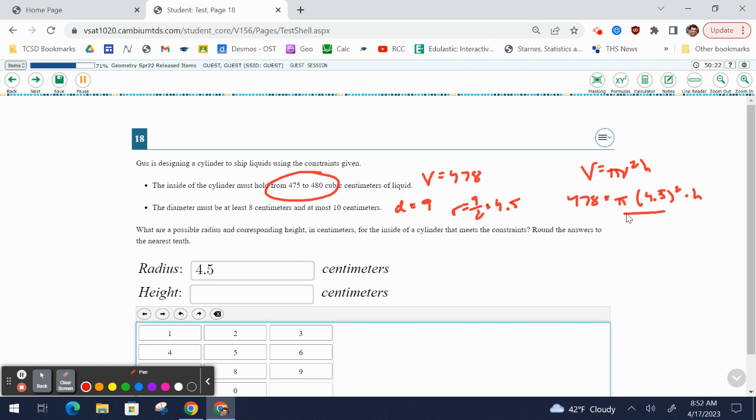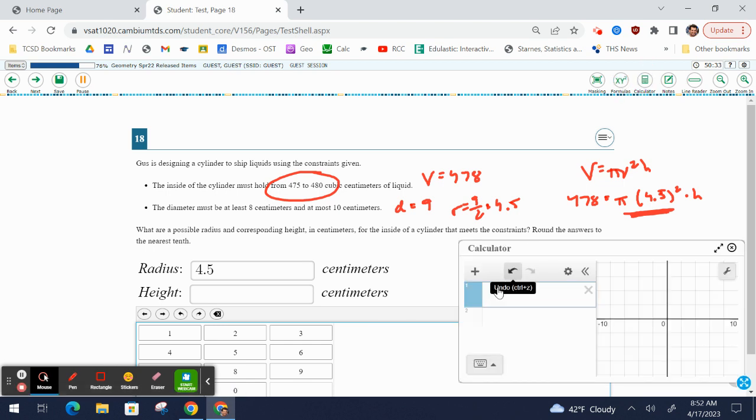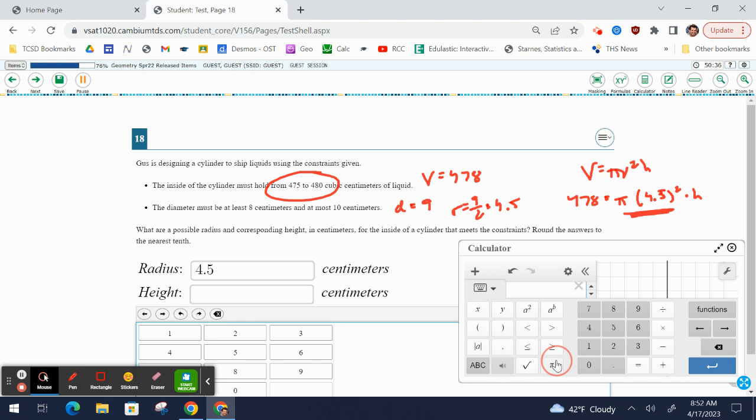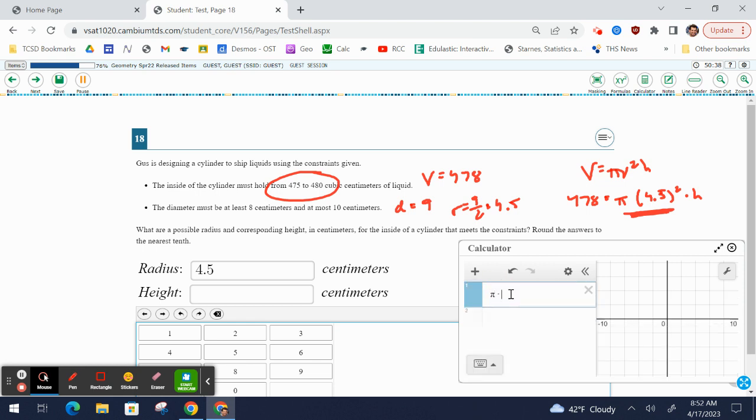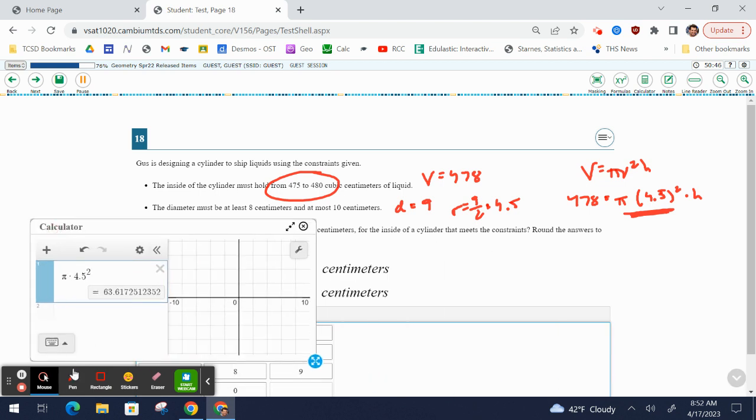So what I'm going to do right now is I'm going to type this in the calculator. Pi times 4.5 squared. So pi is in the calculator in the keyboard. So pi times 4.5 squared. Okay, and I'm not going to round that very closely, right? I'm going to leave it out a little bit. So that means that the 478 equals, and let's go 63.617. That's fine, right? Cut it off there. So that's 63.617h.